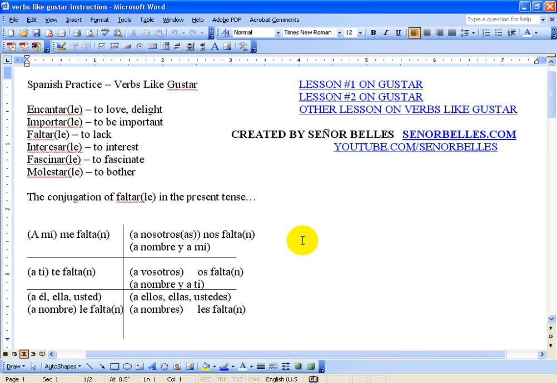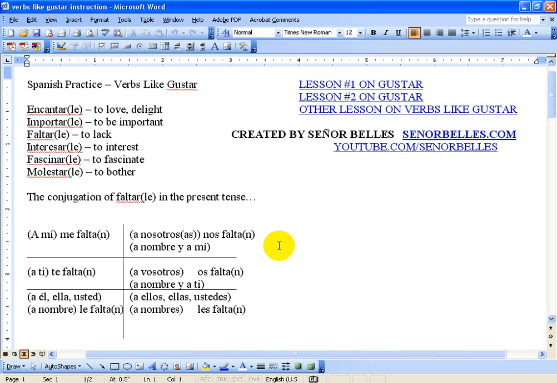And then you'll also notice that all of these different sections have something over here that's in parentheses. So if I wanted to put emphasis or specify who it is I'm talking about, I could add that to it. So I could say a mí me falta or a mí me faltan to provide emphasis on me. And that's the same with the te. For the rest of them, the usted ones, the nosotros, etc., those can be used to put emphasis on it, or it can be used to specify who it is we're talking about.